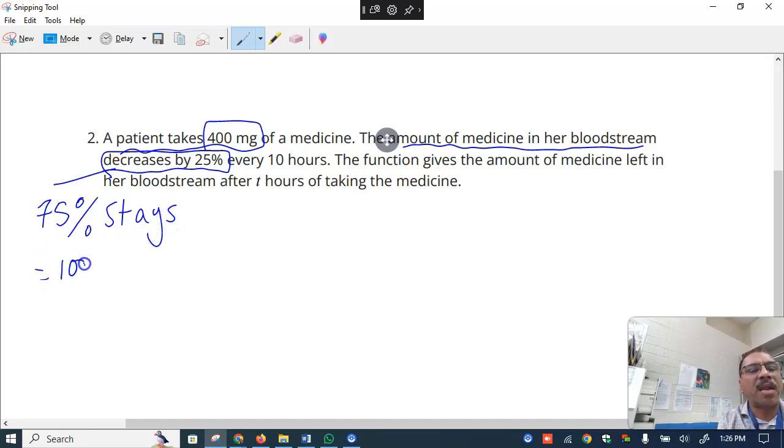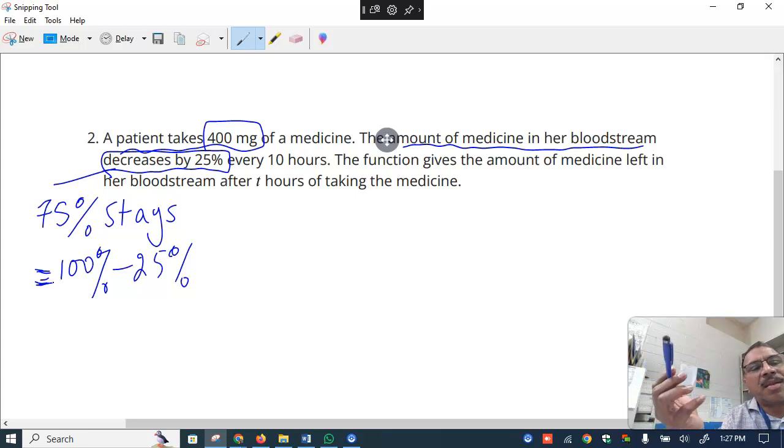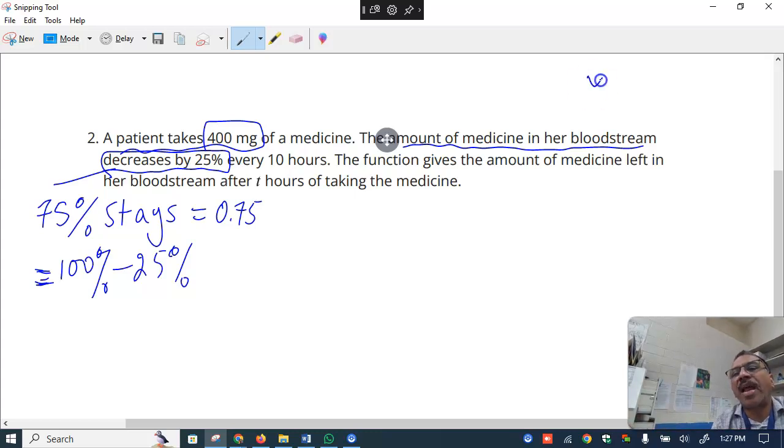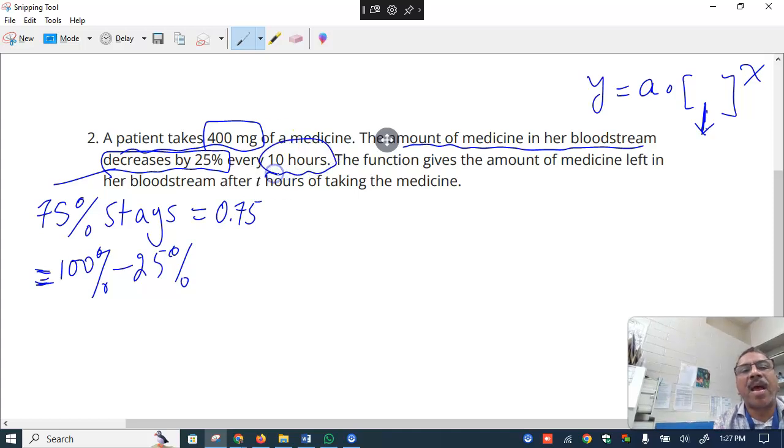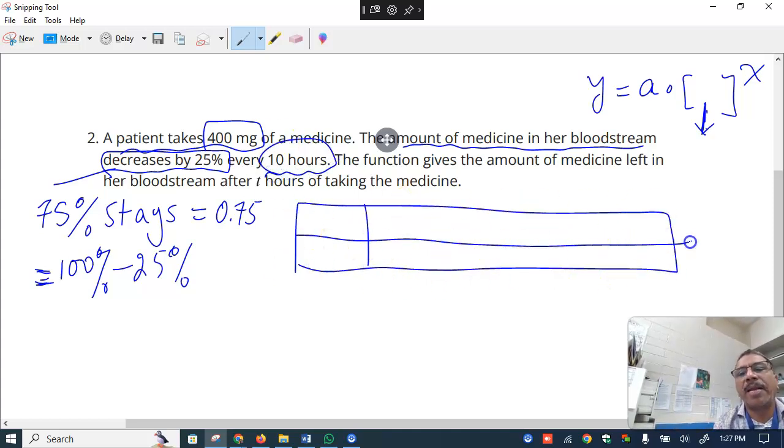So how did you get this? This is 100% minus 25%. It's like you go in the store and there's a 25% off sale, then you end up paying 75%. Now 75% is also 0.75. So in the formula, when we write y equals a times b to the x, this b, we need to know for every hour, because this is in the group of 10 hours. See, this is again the same idea.